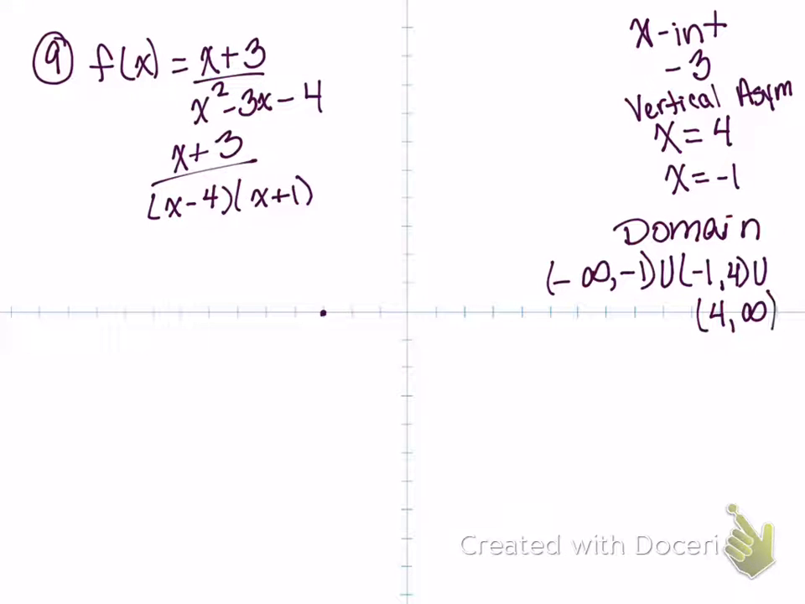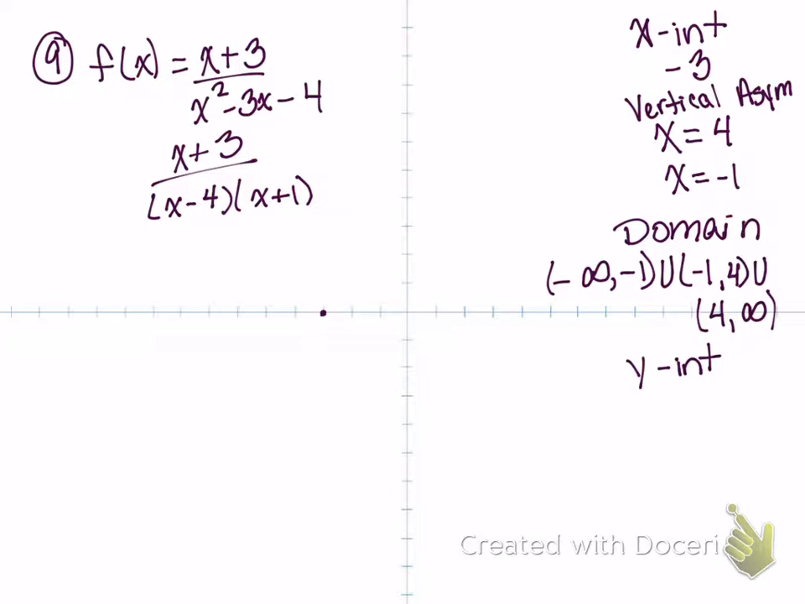Notice how on those I am not using brackets. They are all parentheses, and that means that my domain cannot be -1, it can't be +4. So I have my vertical asymptotes, x equals 4 and x equals -1. I have my domain. I do have my x-intercept, but I do not have my y-intercept yet, so let's go ahead and figure out my y-intercept.